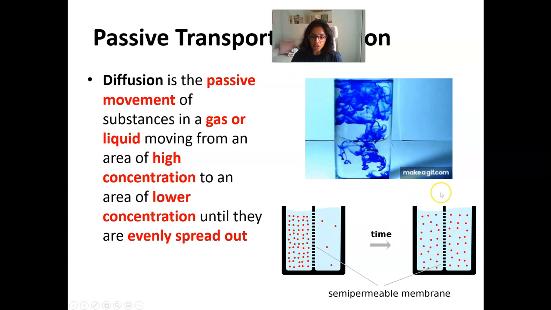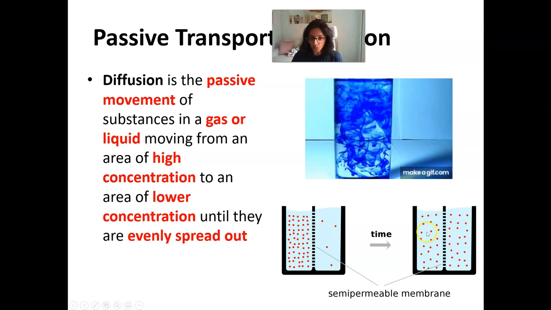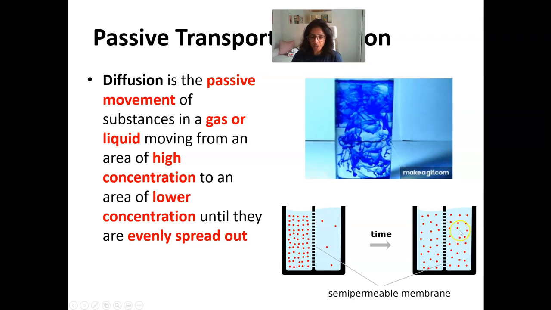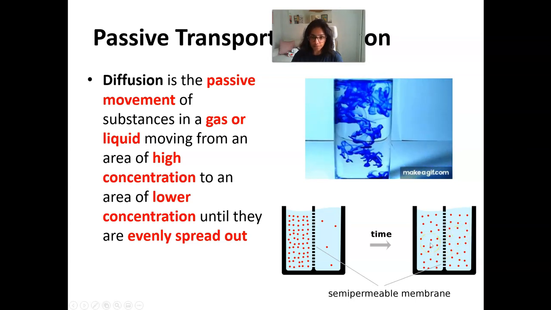Now it's important to note that these molecules are not static. That means they're not standing still. They are constantly moving, so while you have some molecules on this side, they may move across to the other side, but to make sure that everything is evenly spread out, some molecules from this side will move back across.